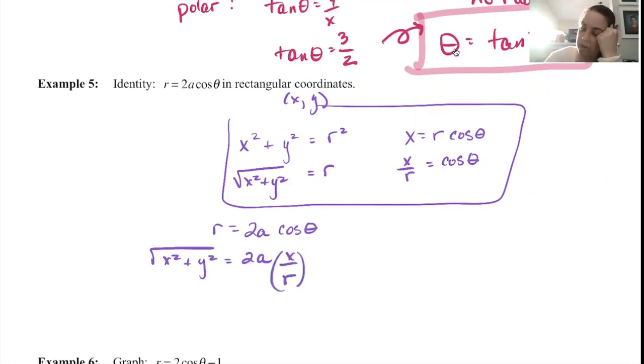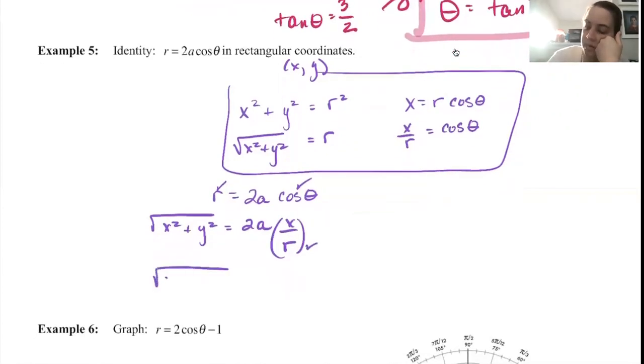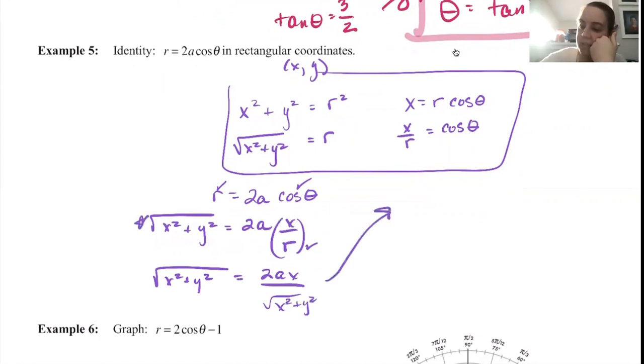Now, good news, we got rid of the cosine. We got rid of this radius. But in getting rid of the cosine, I've introduced another radius. So I'm going to put that square root of x squared plus y squared in there again. So square root of x squared plus y squared equals 2ax over square root of x squared plus y squared. I suppose I could have left the left-hand side as an r and then multiplied through, but that's okay. So I'm going to multiply both sides by this denominator right here. Multiply those together. So x squared plus y squared is equal to 2ax.